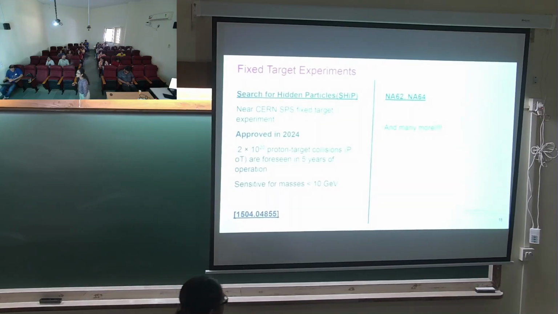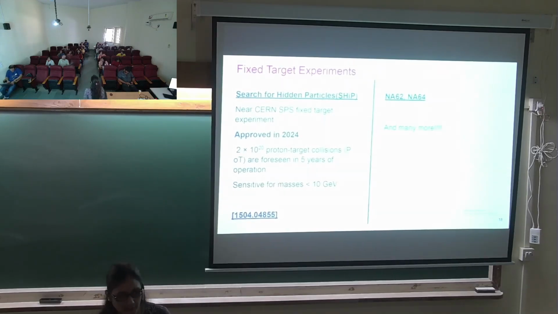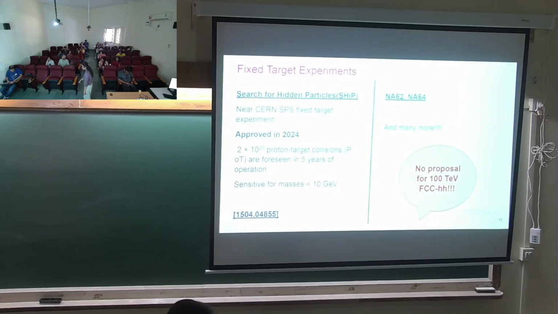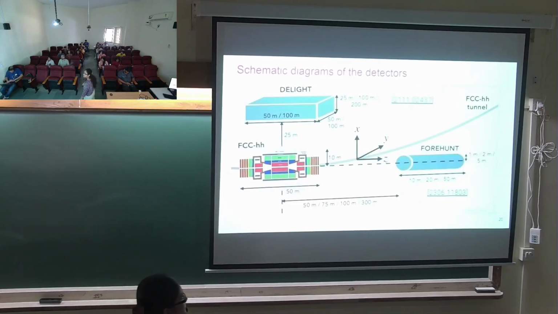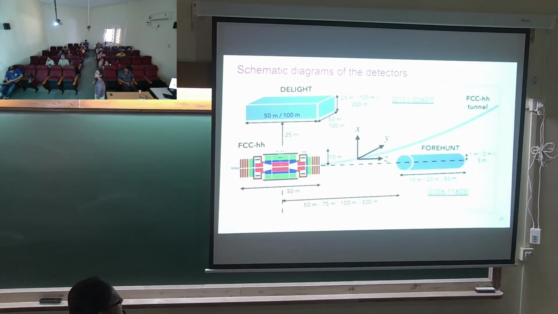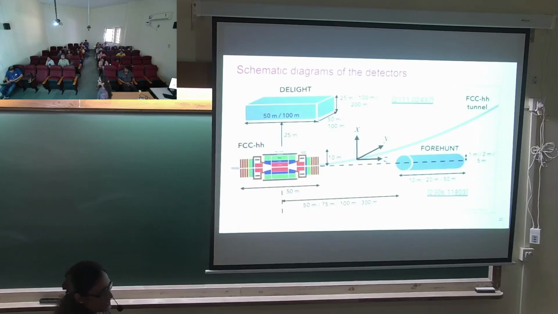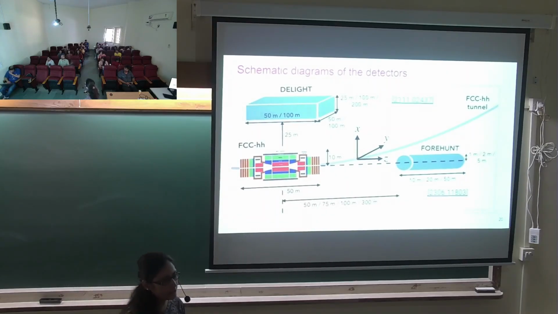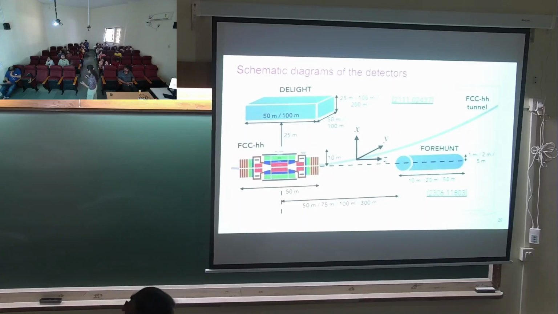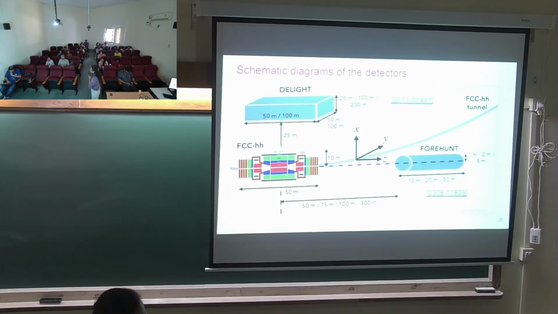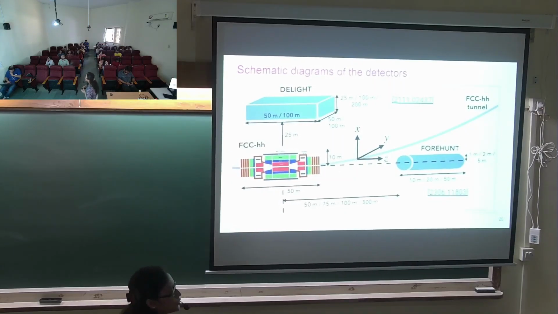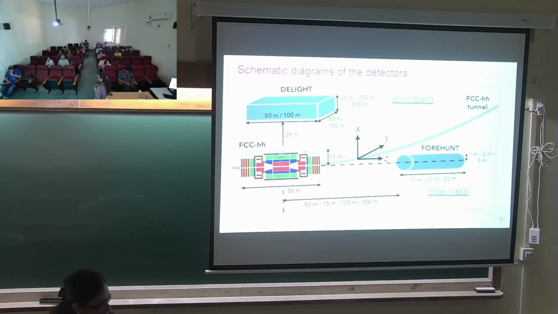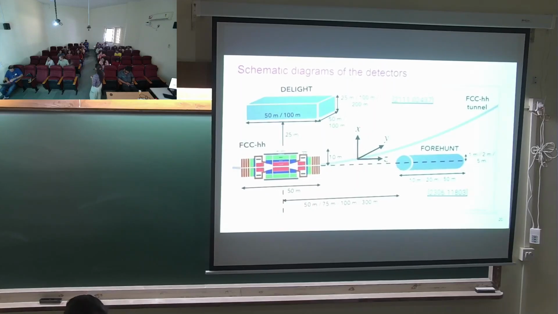So there are also proposals from NA62, NA64 and many more. However, till now there isn't any proposal for 100 TeV FCC-ee, and Biplav and other people, we together proposed 2 detectors, one in the transverse plane D-light and one in the forward direction 400. So compared to the 14 TeV at 100 TeV, we are not constrained by any space, and it's high time that we should look into this opportunity very seriously and optimize the geometry and position of this detector.